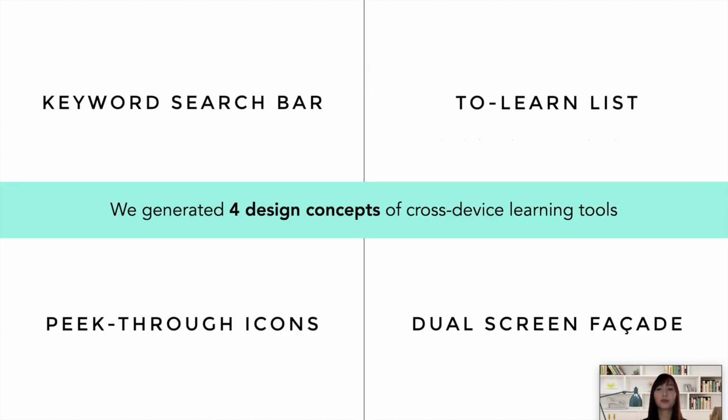We use the 4 design dimensions to generate 4 design concepts of cross-device learning tools in the form of video prototypes. The video prototypes are available as supporting materials to the paper. Now, let's take a look at the 2 design concepts that are the most well-received: keyword search bar and to-learn list.